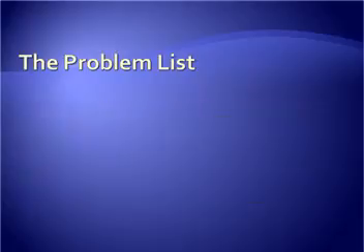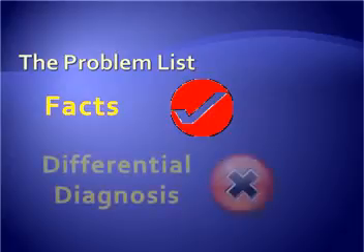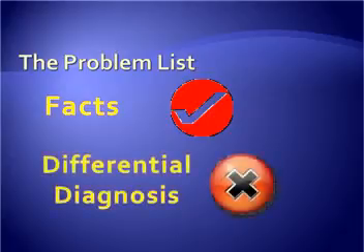Problem lists should always contain verifiable facts. This is not the place for your differential diagnosis. The problem list should always contain the highest level of your current understanding of the patient's condition. The problem list documented by a junior medical student will differ from one done by an experienced doctor. However, both must contain facts at the highest level of available knowledge.